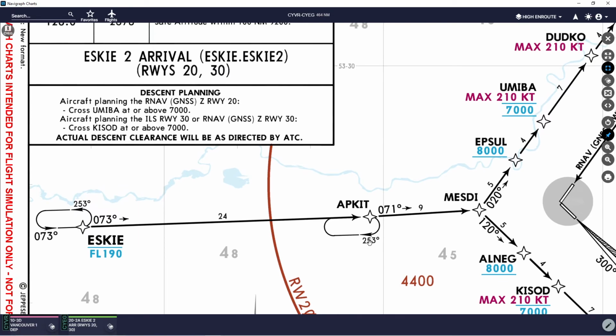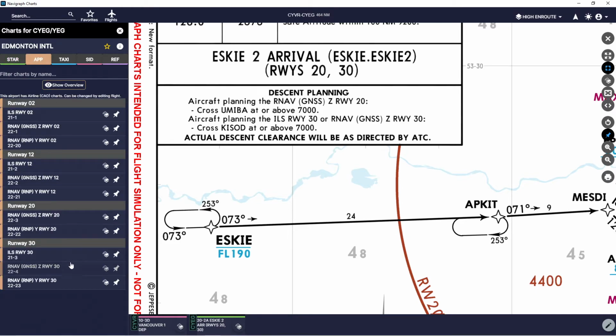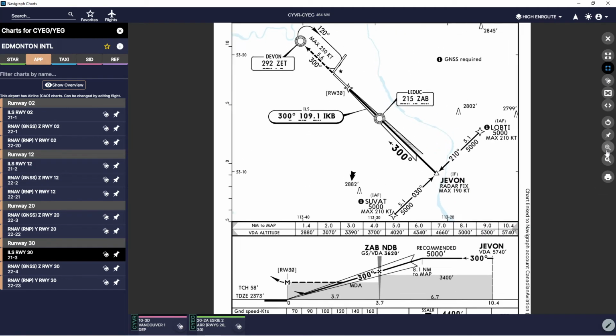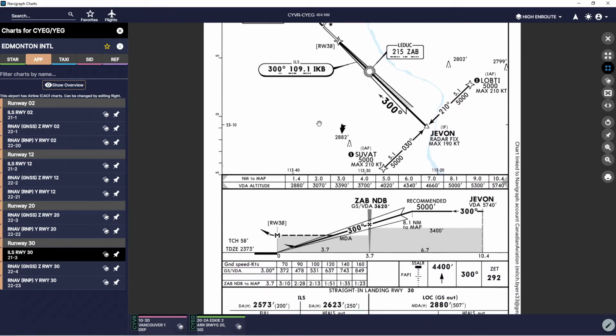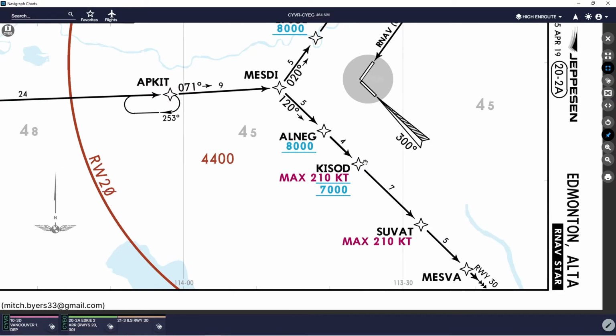Because if we pull up the approach plate in that case for Edmonton, let's just go ahead and do that so you can get it for the example and the complete understanding here. If we pull up the ILS 30, there's actually a transition via Suvat that's going to take you down to 5,000 feet. So let me just pin this plate so we can flip between the two. You see, you've got Sod and then Suvat. If you aim for that 7,000 at Sod, you'll most likely be cleared to 5,000 feet by Suvat, and then you'll just transition onto the approach.